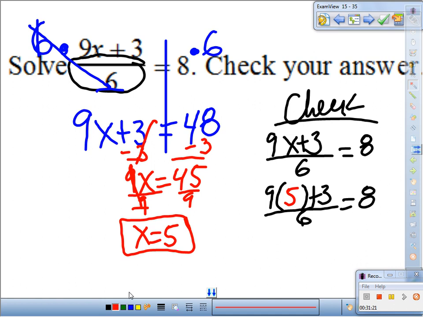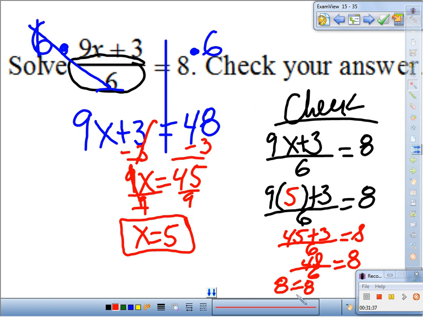What is 9 times 5? 45 plus 3 over 6 equals 8. What is 45 plus 3? That's 48 over 6 equals 8. What is 48 divided by 6? Is 8 equal to 8? Yes, and that's how you check. Hands if you got that. Okay, that was number 15. Go to 16.